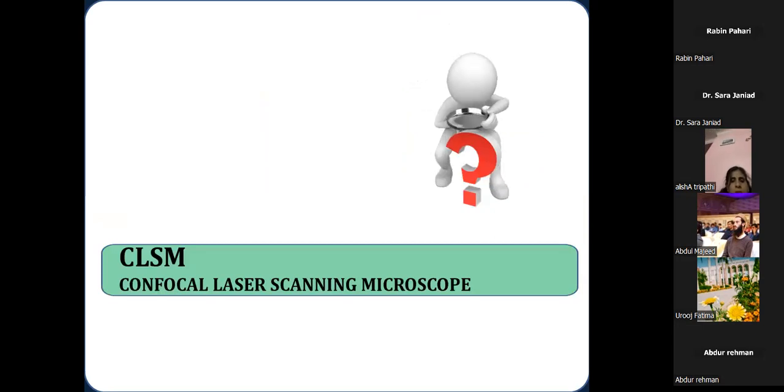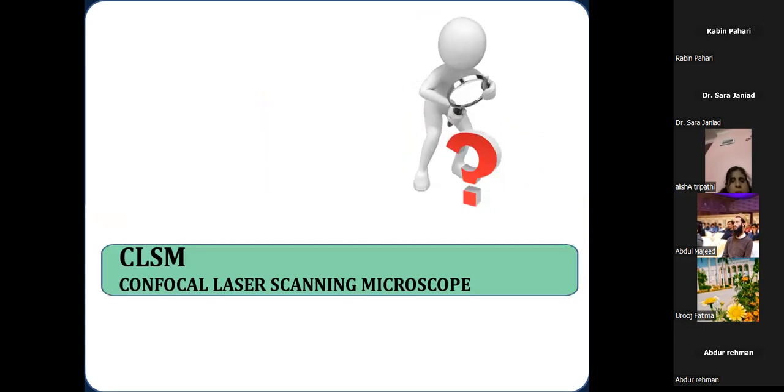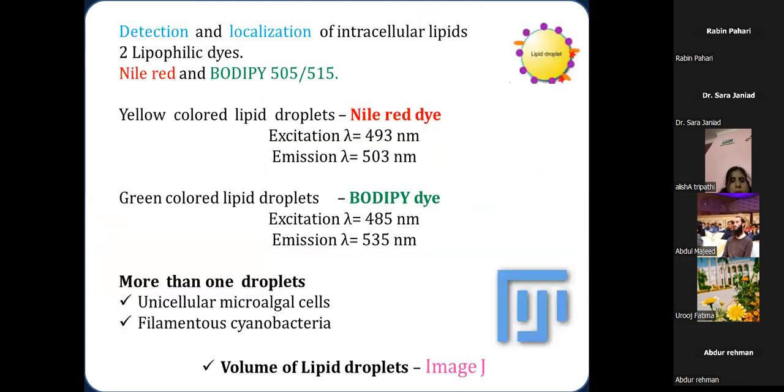Now come towards another technique, which is known as confocal laser scanning microscopy, and it was used for the detection and the localization of the intracellular lipids. For that detection, I used the Nile red and the BODIPY dyes, and here are the conditions which I used. These dyes show fluorescence when they combine with the lipids, at specific excitation and emission wavelengths, and these wavelengths vary for both of the dyes. And if we have more droplets, then more fluorescence was detected.